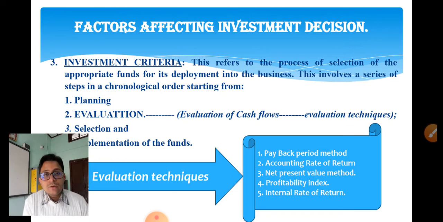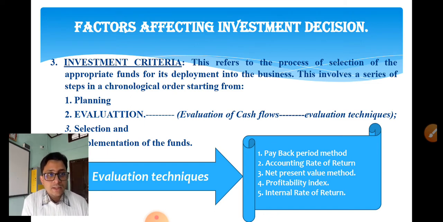See, now we are discussing investment criteria. Investment criteria means investment procedure. How are you going to invest? How are you going to select your own project that will give you more returns than any other risk-free investment? This refers to the process of selection of the appropriate amount of funds, whatever money you got in the financing decision, that you need to deploy in your own business. How you deploy that is the procedure chosen under investment criteria.